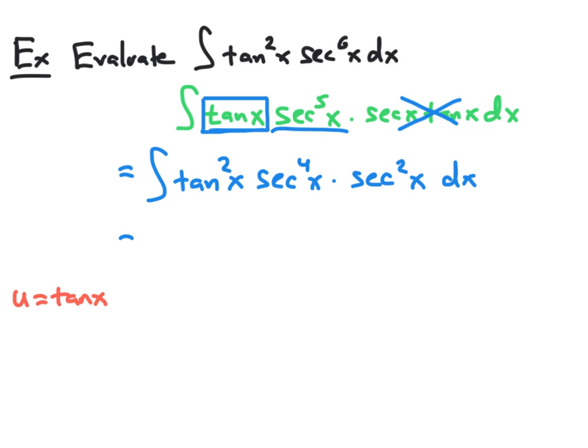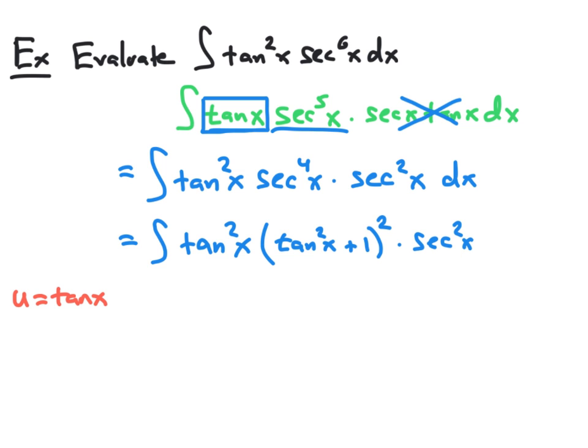And so we need to convert everything else to be in terms of tangent. Tangent squared of x, of course, is already in terms of tangent. But secant to the fourth, we can rewrite as tangent squared plus 1 quantity squared. So this was just secant squared of x raised to the second power, and then replacing secant squared of x with tangent squared plus 1. And of course, we want to multiply by our secant squared of x.